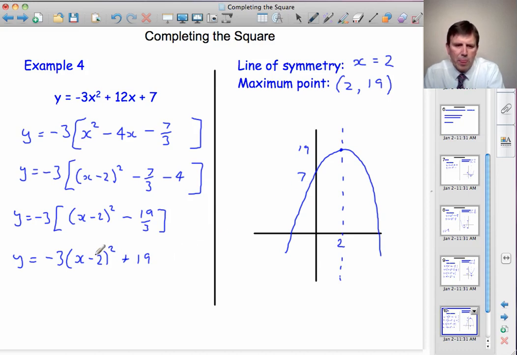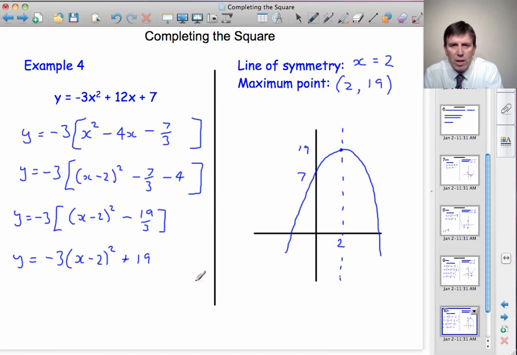Now, what we've got here, this expression in the bracket that's squared, it's always at least 0. A squared quantity is either 0 or positive. But when we multiply it by minus 3, that positive quantity becomes negative. So this is either 0 or negative. And that's why y's maximum point is at y is 19. Because at all other times, apart from when x is 2, this part here is a negative quantity, which makes y less than 19.